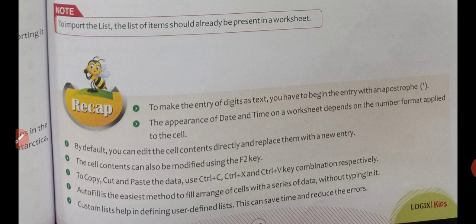Then next is to copy, cut and paste the data. We can use the shortcut keys Control C for copy, Control X for cut and Control V for paste, and these combinations can be used for doing these tasks. Then AutoFill is the easiest method to fill a range of cells with a series of data without typing it in. Then custom list helps in defining a user defined list that can save time and reduce errors in the program. So children, here we have completed this chapter.